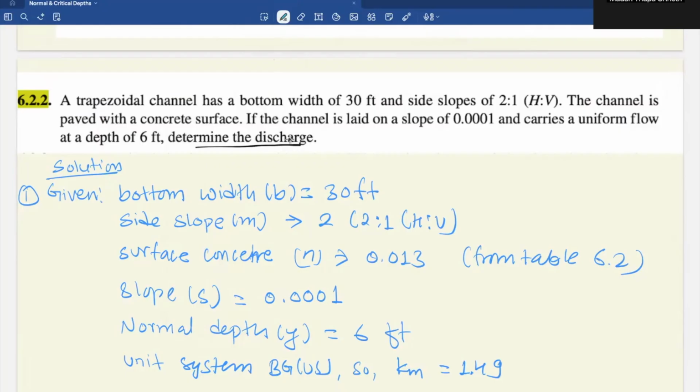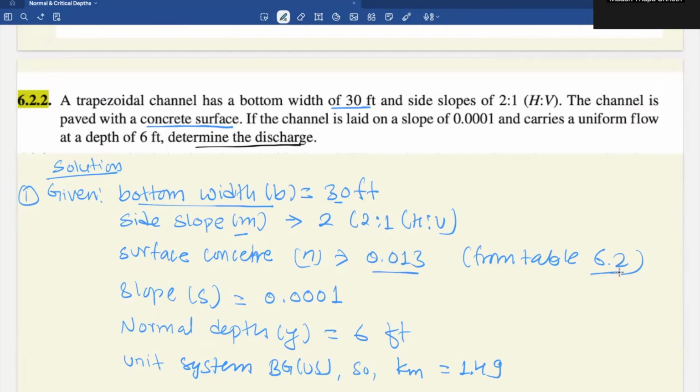So the first question is about finding the trapezoidal channel discharge. Let us read the question first. A trapezoidal channel has a bottom width of 30 feet, which we have written here as 30 feet, and side slopes of 2 to 1, horizontal to vertical. So side slope m is equal to 2, and the channel is paved with a concrete surface.